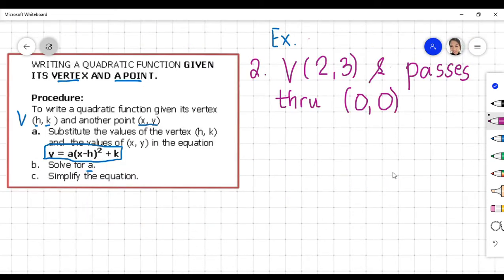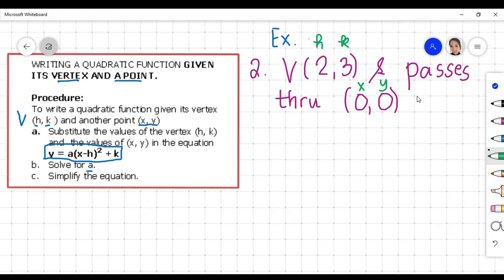Number 2. So, we are given the vertex 2 and 3. And then our parabola passes through the point 0, 0, which is our origin. So again, hahanapin natin yung quadratic equation natin ng ating function. So our vertex is 2 and 3. It means that our h is 2 and our k is 3. And then, since yung parabola natin passes through the point 0, 0, so ito yung x natin at saka y.